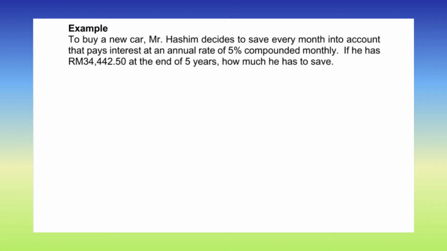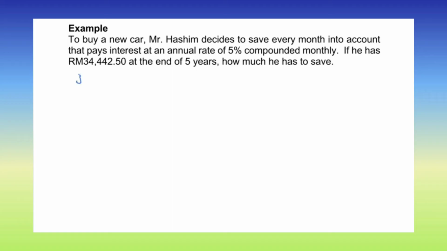Next example. To buy a new car, Mr. Hashim decides to save every month into an account that pays interest at an annual rate of 5% compounded monthly. If he has 34,442.50 at the end of 5 years, how much does he have to save? So in this question, we have to find the value for R.